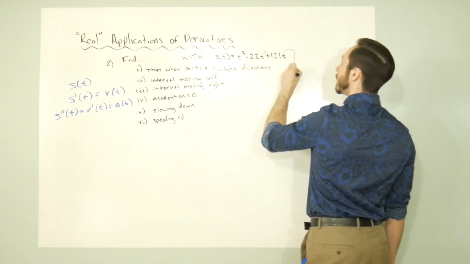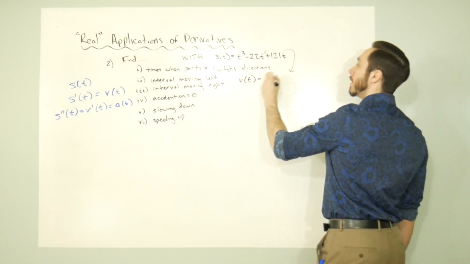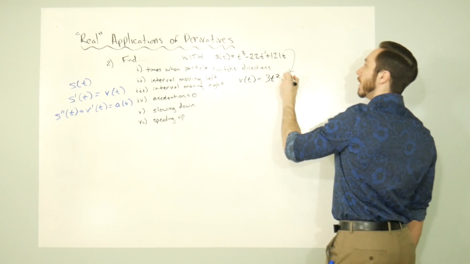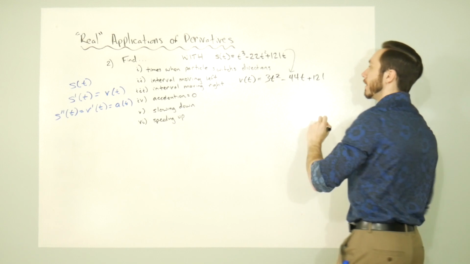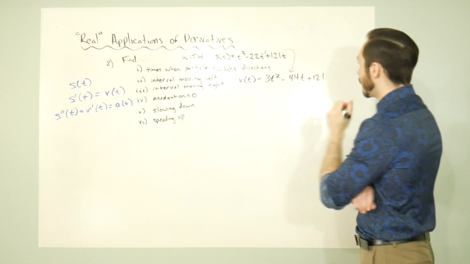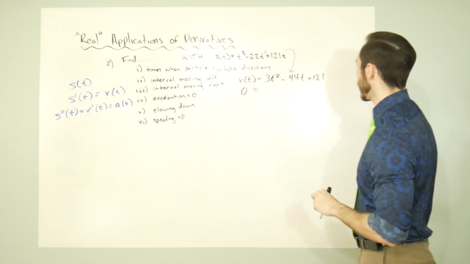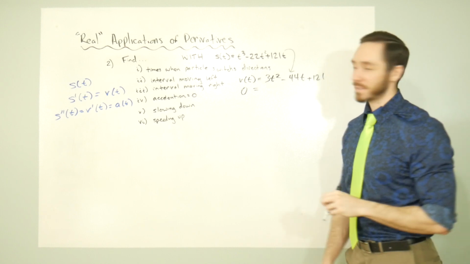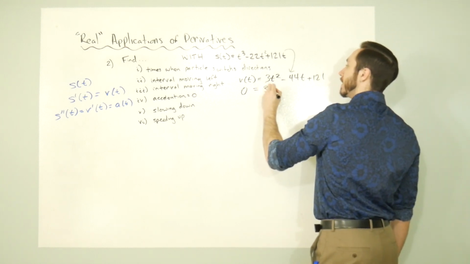Taking that first derivative, we end up getting v of t is equal to 3t squared minus 44t plus 121. Oh man, we could have chosen nicer values. Because unfortunately when I set this to 0, is there any way out of the quadratic formula here? Maybe, if this is factorable. I'm going to do the quadratic formula though. So I'm setting this to 0.